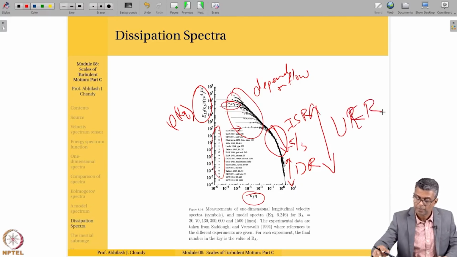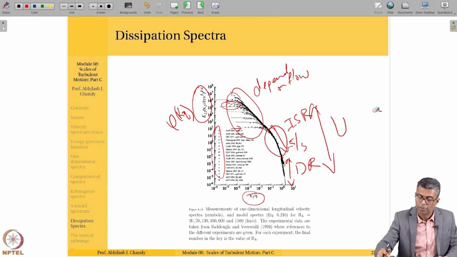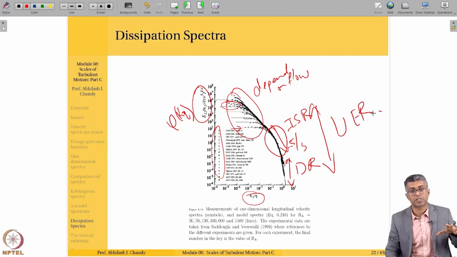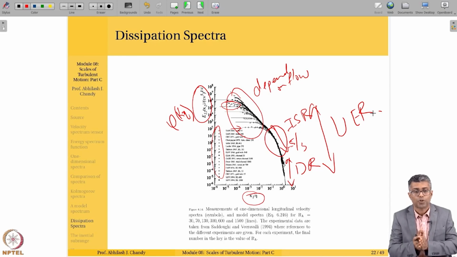UER, universal equilibrium range. The inertial subrange and the dissipation range, isn't it? The inertial subrange is varying according to the -5/3 slope, and the dissipation range is varying exponentially, it looks like, because the model spectra is matching it very well. So that is what you have.